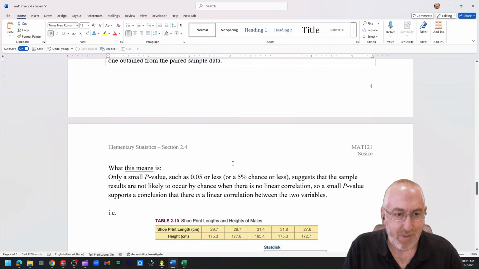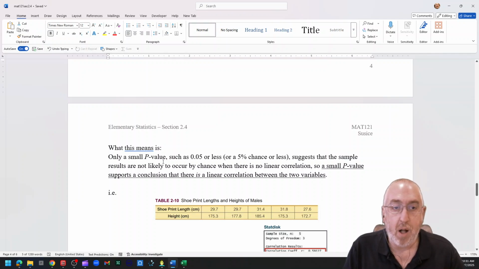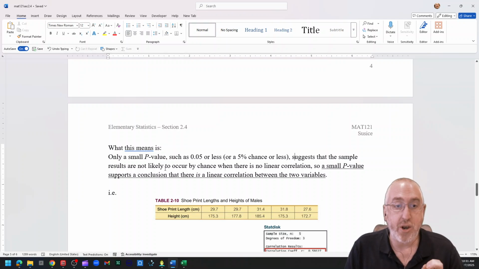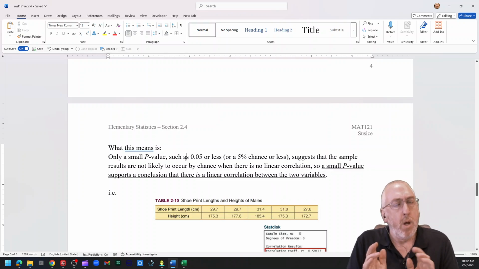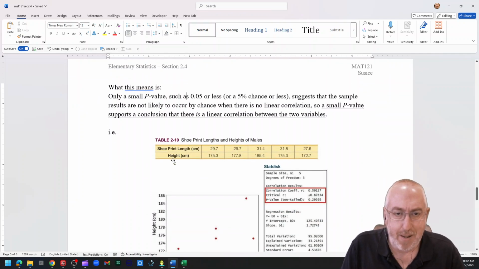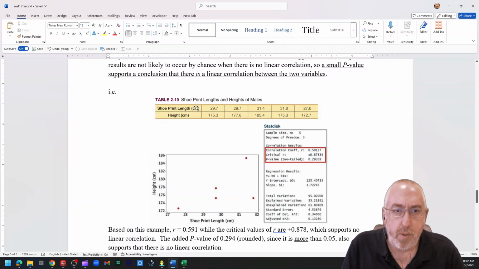Let's break it down. What this means is only a small p-value such as 0.05 or less, and 0.05 you should know is 5%, so it's a 5% chance or less, suggests that the sample results are not likely to occur by chance when there's no linear correlation. So a small p-value supports the conclusion that there is a linear correlation between the two variables. Okay, now you're probably saying that still doesn't explain it. Keep going. Well, let's look at an example. So this example is looking at shoe print lengths and heights of males.